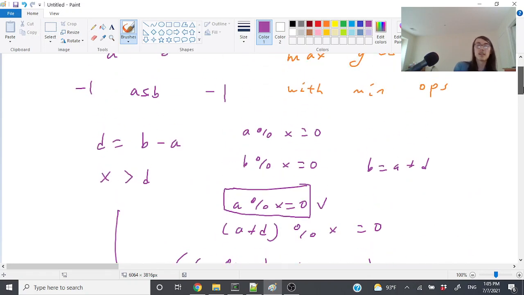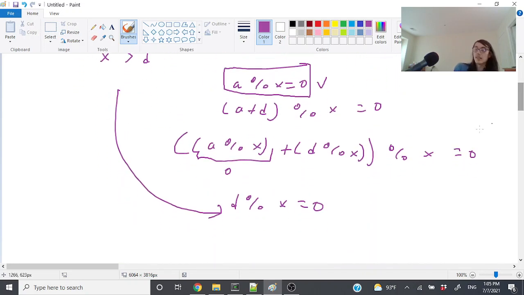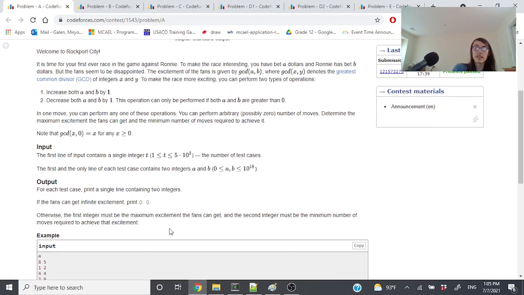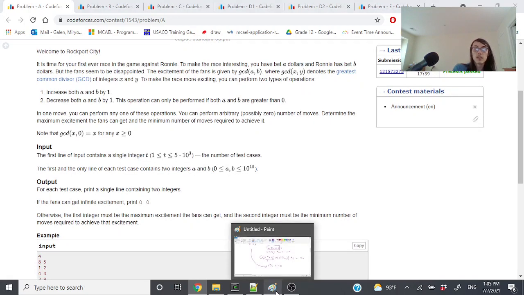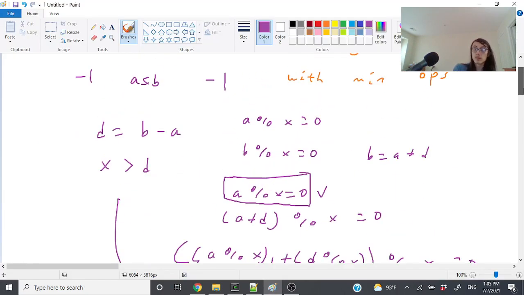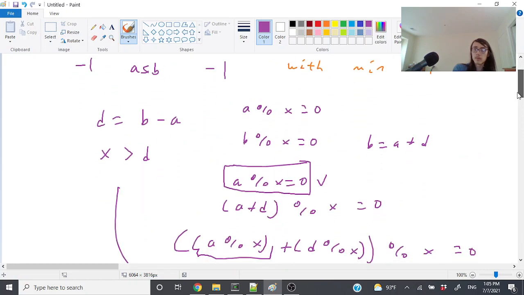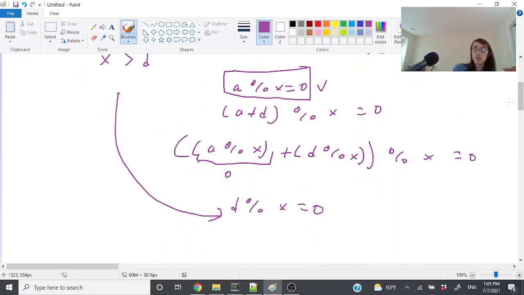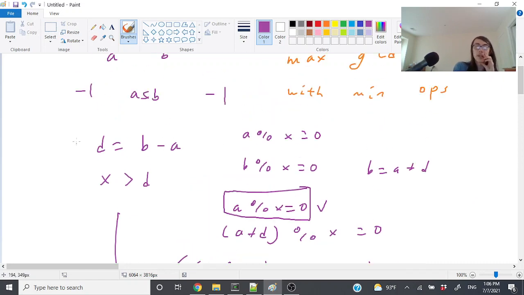Actually, suppose d is not 0. If d is 0, it's a special case. If not, then there's nothing you can do. X is greater than d, you can't do better. If d happens to be equal to 0, then this is the case where you can get infinitely large, so that's fine. But yeah, basically what I'm saying is you can't do better than this.